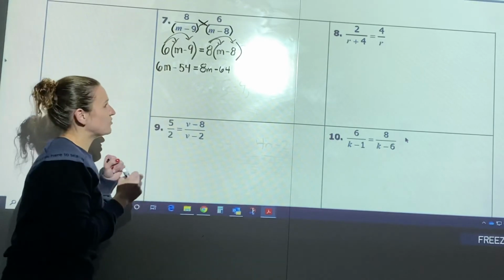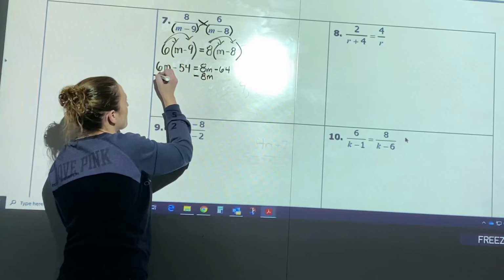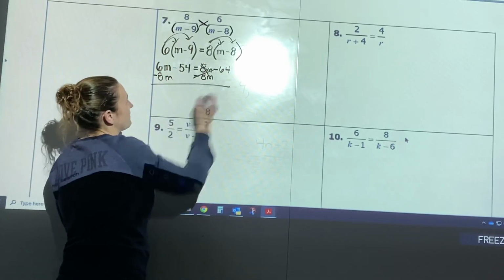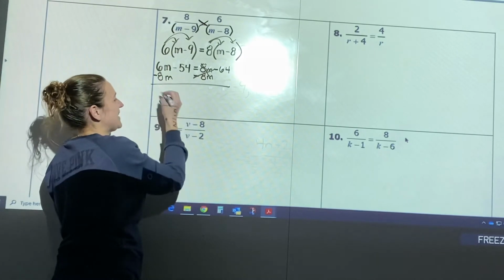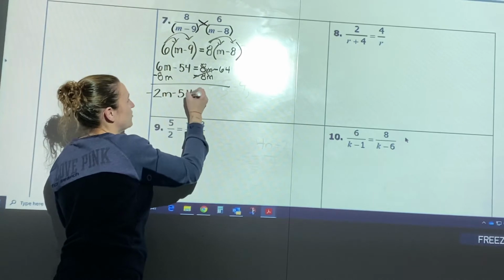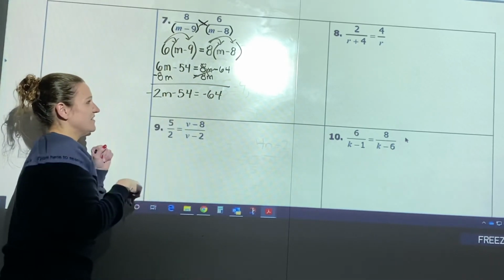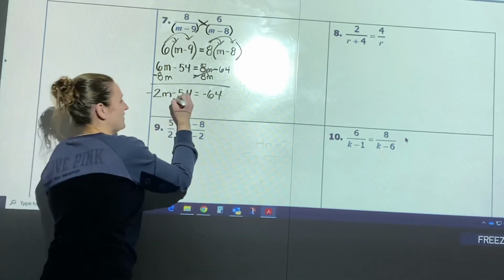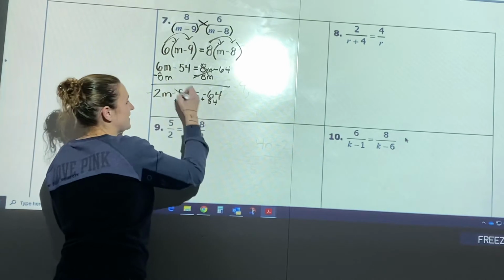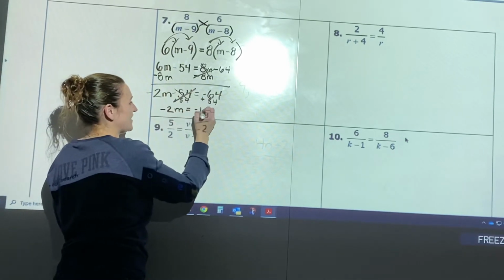Next step, I'm gonna move my variable. So I'm gonna get rid of my 8m. It goes away right there. I'm gonna bring everything else down, and 6 minus 8 would give me -2m, minus 54 equals -64. All right, gotta get rid of that constant right there. So I'm gonna add 54 to both sides. Here it goes away. Gonna bring down my -2m equals -10.